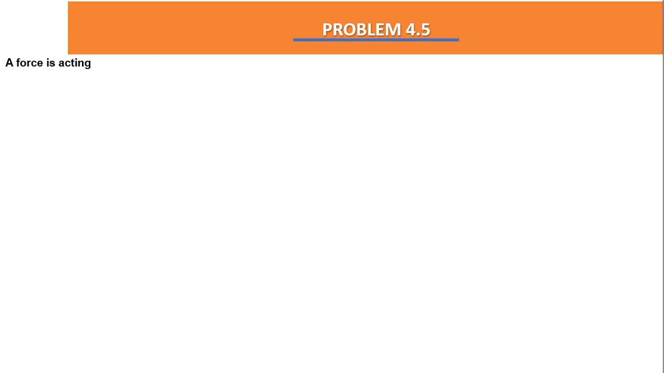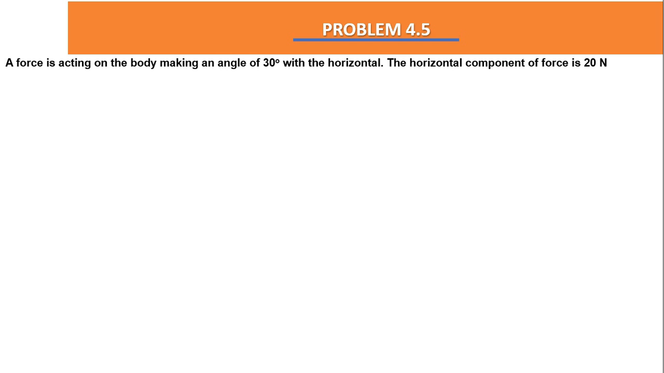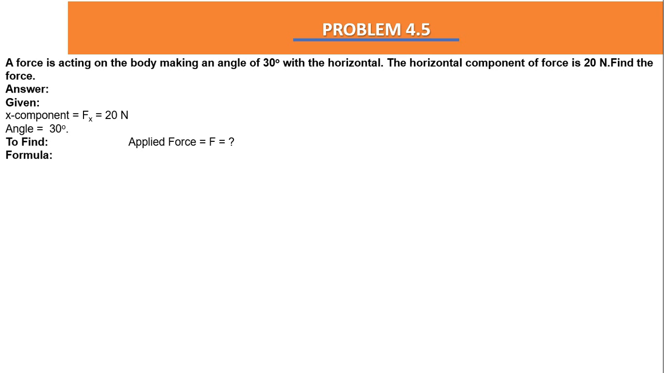Now problem 4.5: A force is acting on a body making an angle of 30 degrees with the horizontal. The horizontal component of the force is 20 Newton. Find the force. The x component is given and the angle is given, and we have to find the force. So Fx is equal to F cos theta. By putting the values of theta and Fx we will get force is equal to 23.1 Newton.